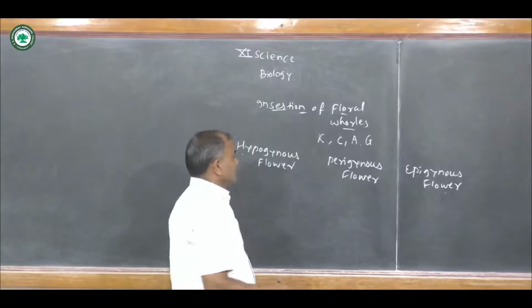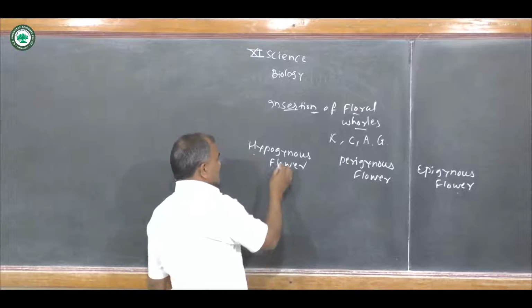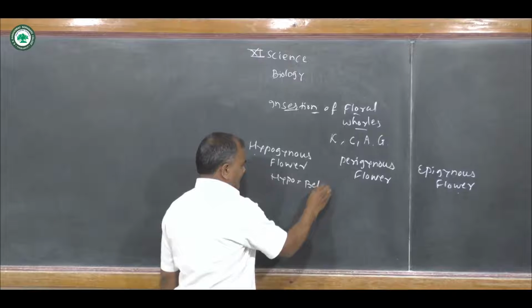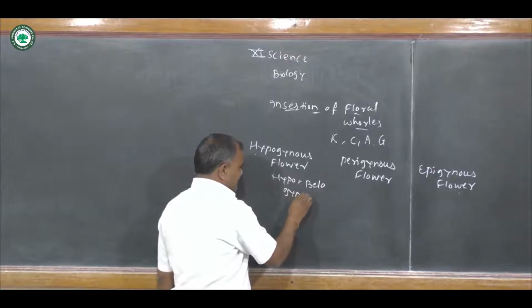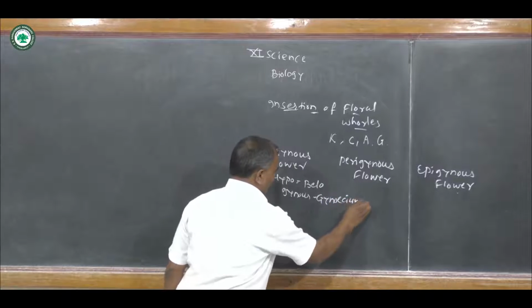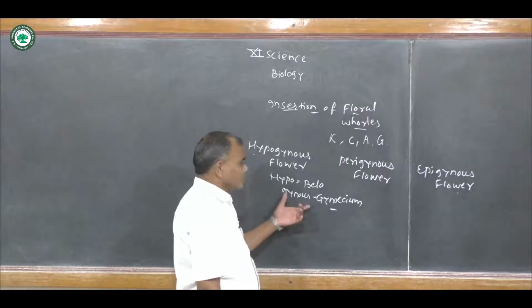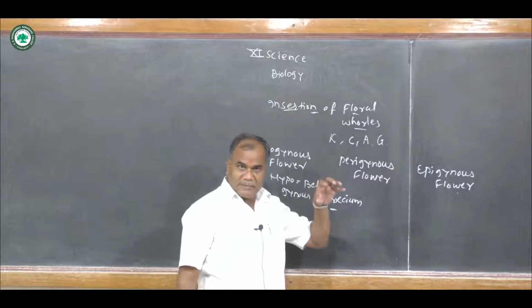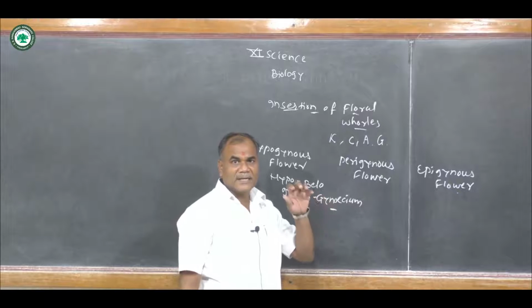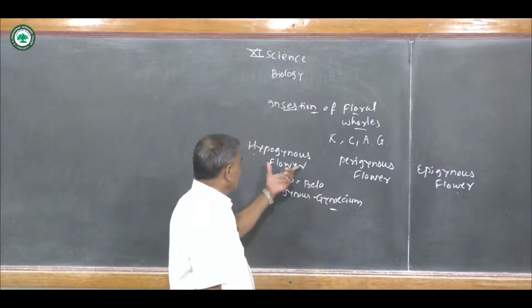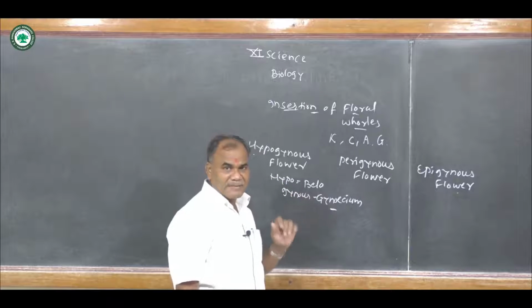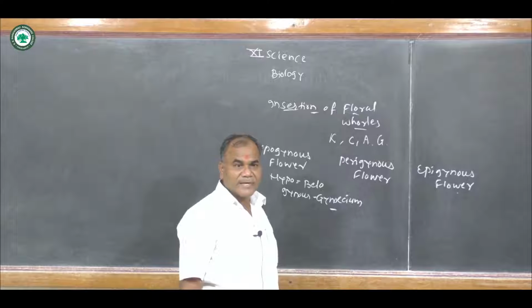If we see the meaning of hypogynous, hypo means below, and gynous means gynoecium. What is meant by below the gynoecium? The remaining floral whorls, which are the calyx, corolla and androecium, arise below the gynoecium. This flower is known as the hypogynous flower.